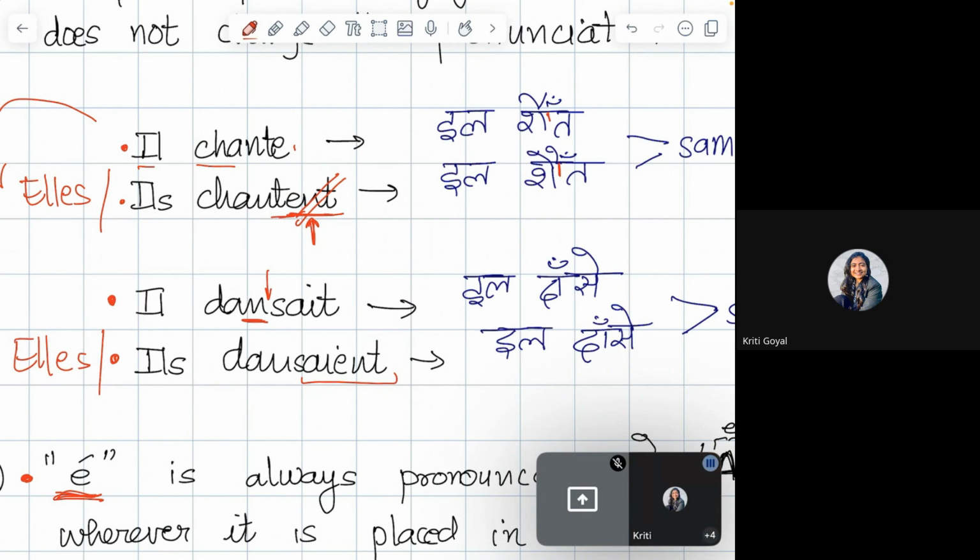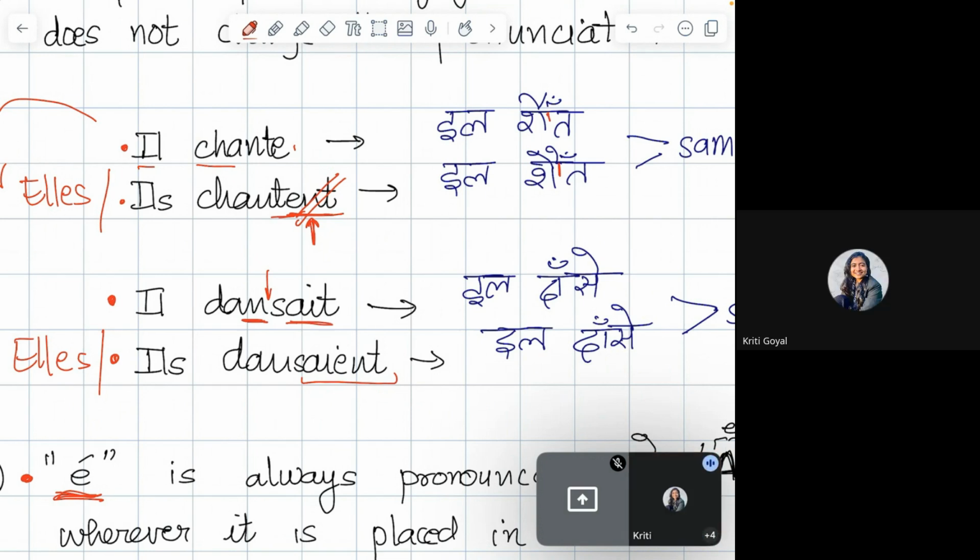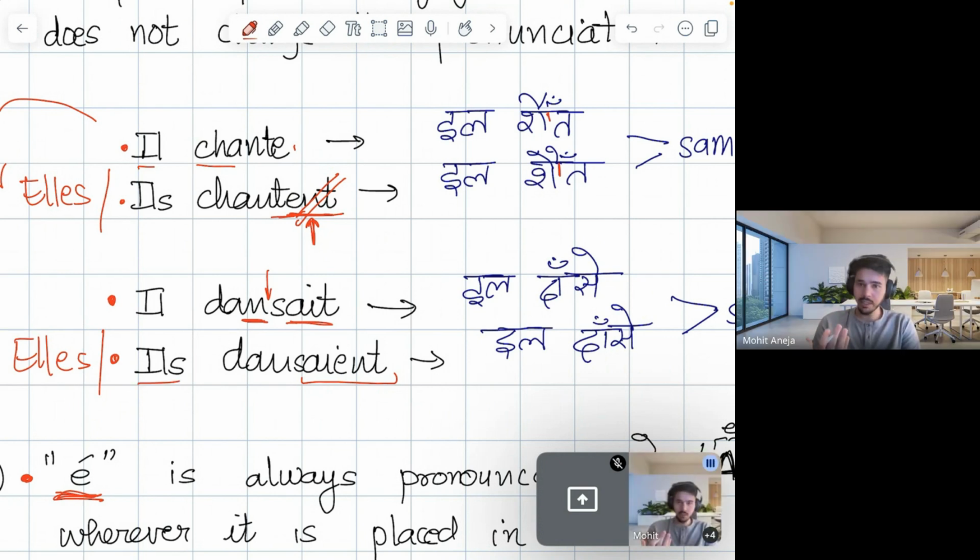Il danse. Il dansait. Yes. So you see, there is no difference when we change from singular to plural, even though I write it as a completely different thing when writing. Okay, make sense?